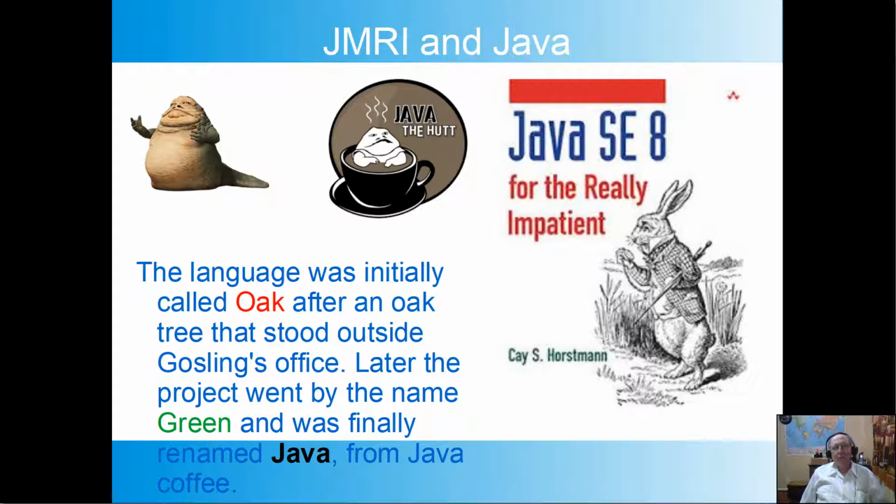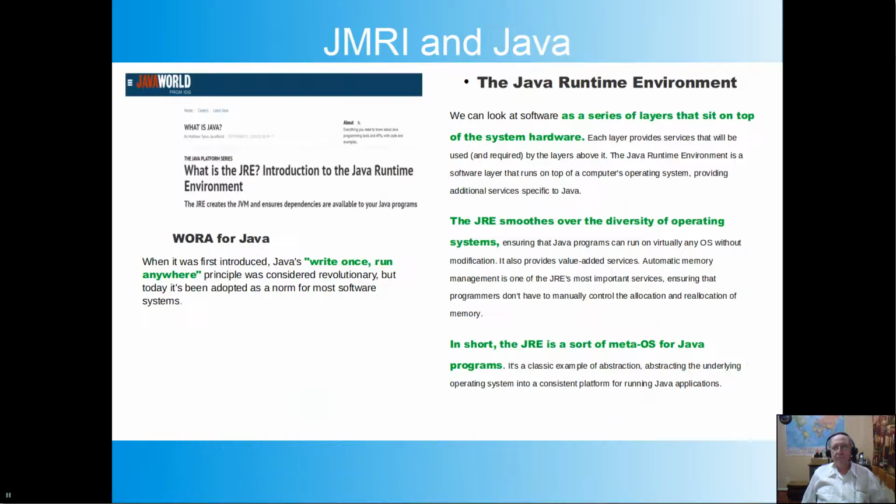Okay, the language actually started out being called Oak because of an oak tree that stood outside of Gosling's office. Later it was called Green, and eventually it was renamed Java after the coffee. So what is Java? Well, Java is actually what's referred to as Java Runtime Environment.